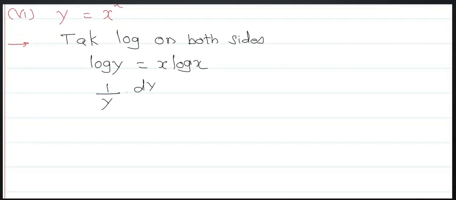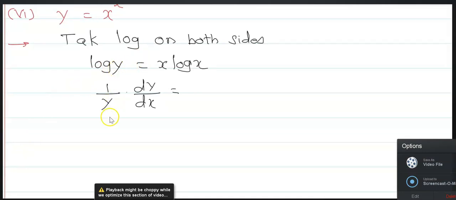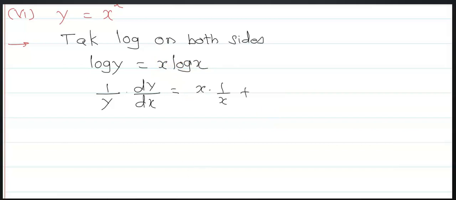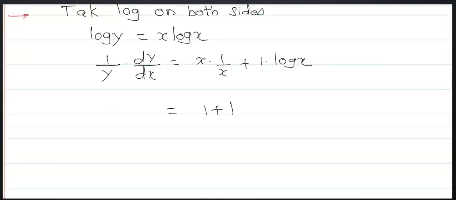Now differentiate this with respect to x. What is the derivative of log of y? It is 1 upon y into dy by dx. Now apply the product rule here to x log of x. The derivative of x is 1 into log x, plus x into the derivative of log of x, which is 1 upon x. Now see this here: x into 1 upon x plus 1 into log of x. The x's get cancelled, you are getting 1 plus log of x.